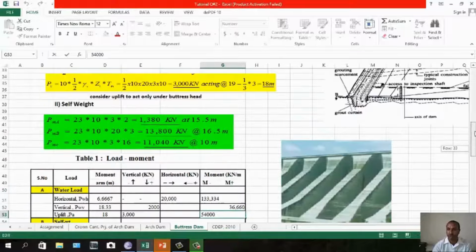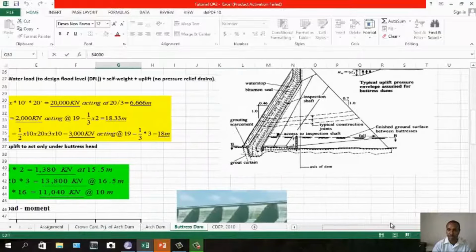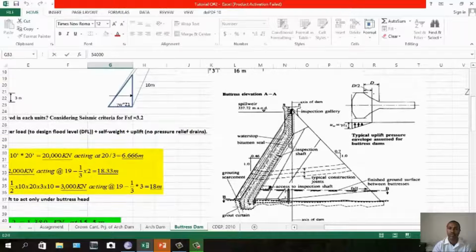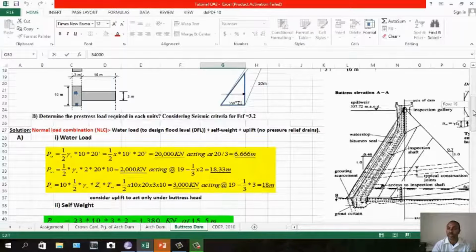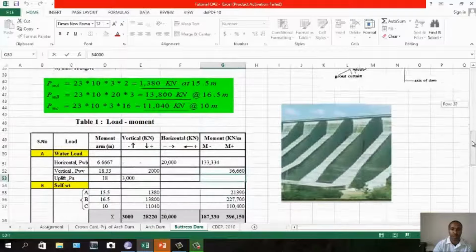So let us go to the calculation now. Please just see this one, visualize this buttress dam. You have a parapet wall also, and an inspection gallery is sometimes installed. Uplift is acting on the buttress head only. That's why gamma w z1 times this dimension 3 meter, then in this direction you have 10 meter. I think this is important, that's the advantage of reducing uplift pressure.